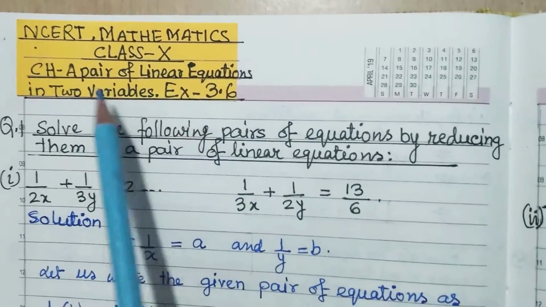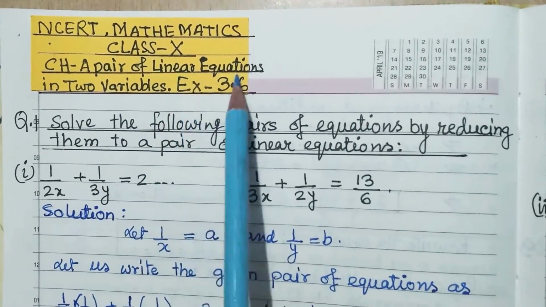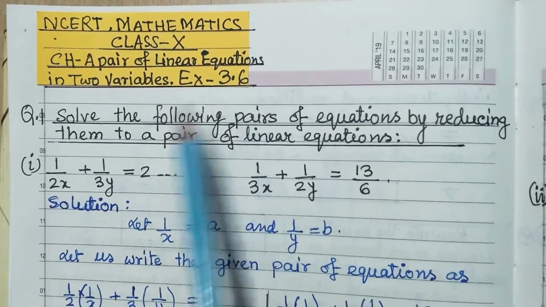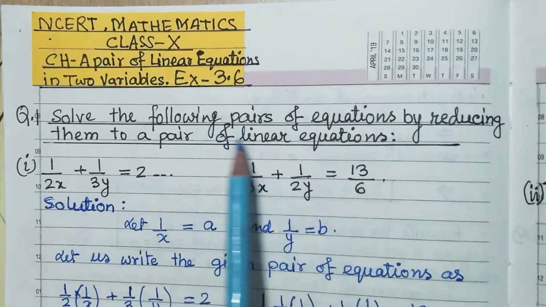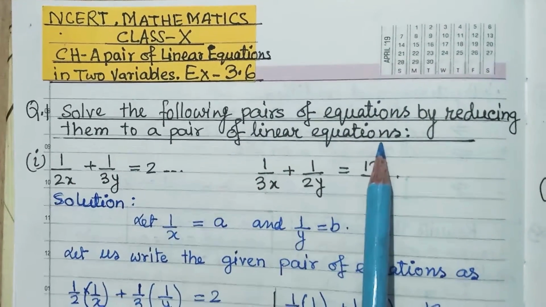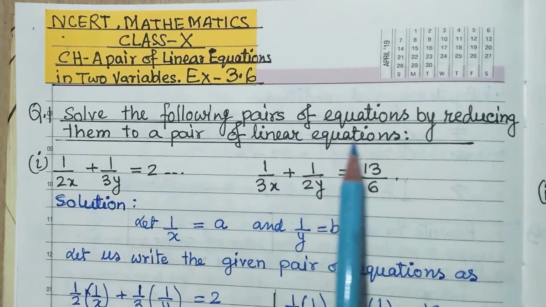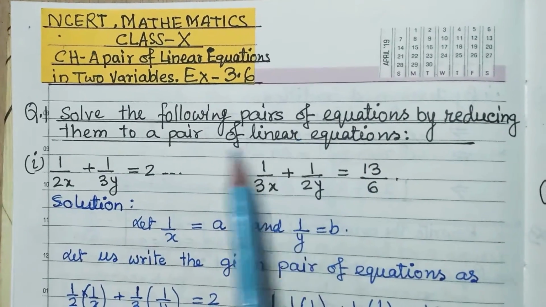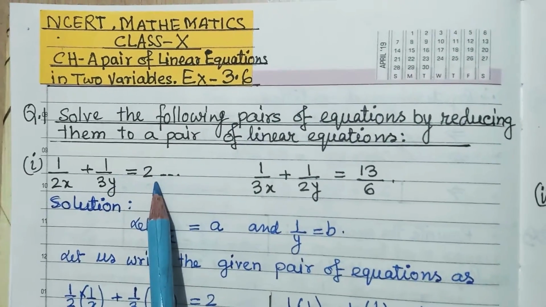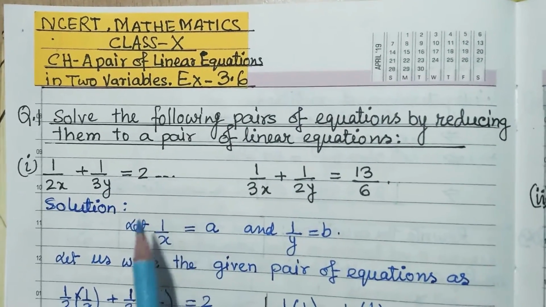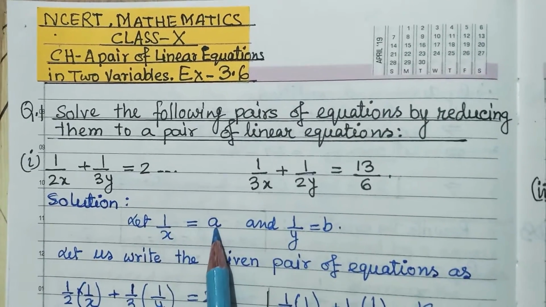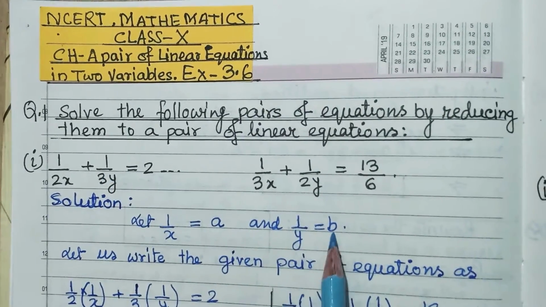Now today we restart with pair of linear equations in two variables, exercise 3.6. The first question says: solve the following pair of equations by reducing them to a pair of linear equations. Reducing them to a pair of linear equations means we have to change the equations into the form ax + by + c = 0. Now 1/x we take as a and 1/y we take as b.